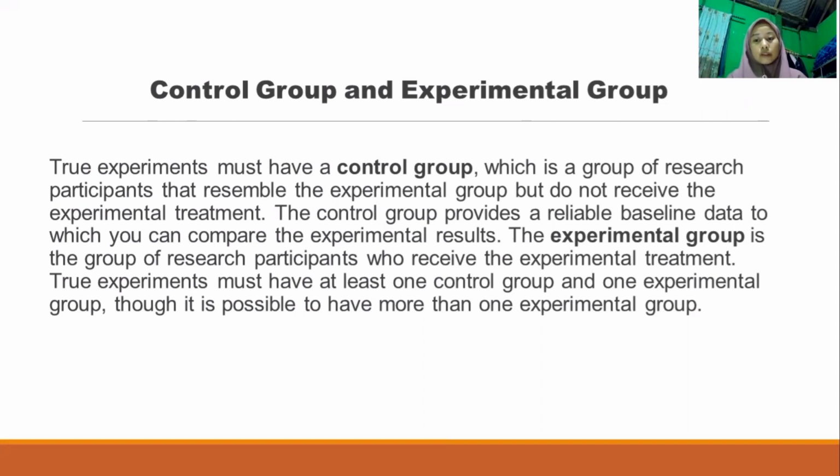The experimental group is the group of research participants who receive the experimental treatment. True experiments must have at least one control group and one experimental group, though it is possible to have more than one experimental group.